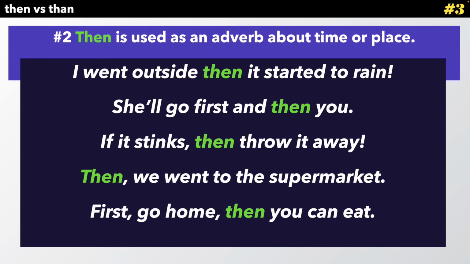About the order of things. Then we went to the supermarket. First, go home, then you can eat. All of these are telling about the time or place that something happened.